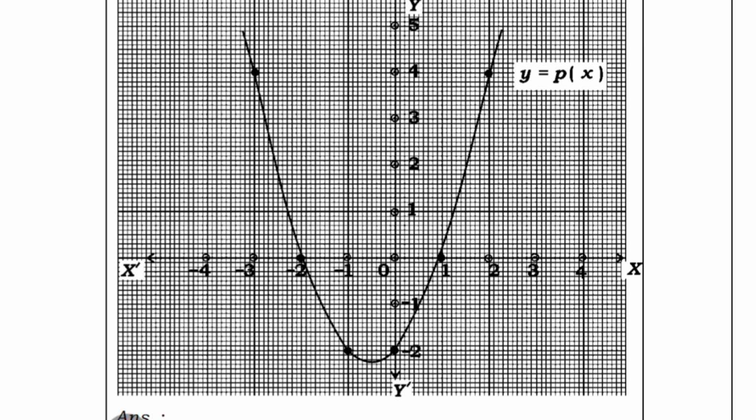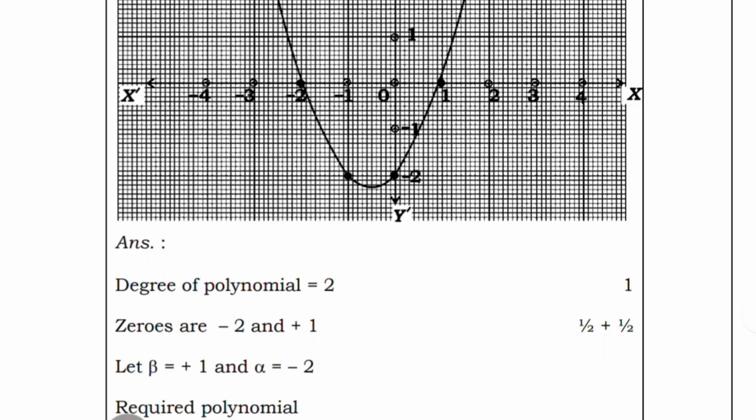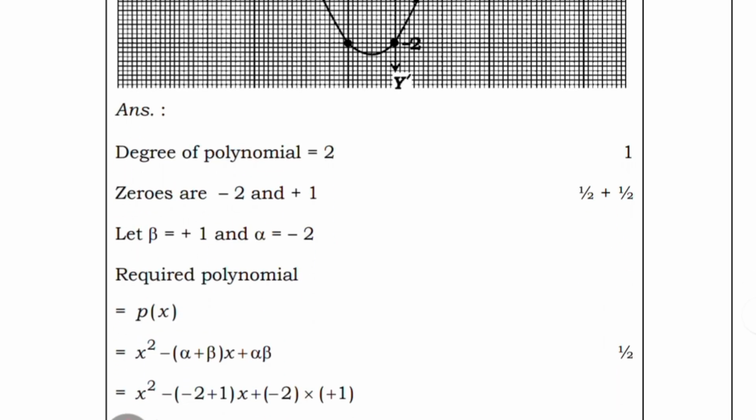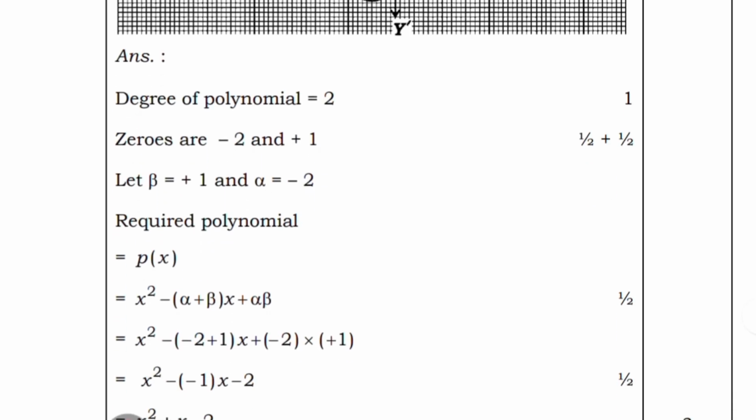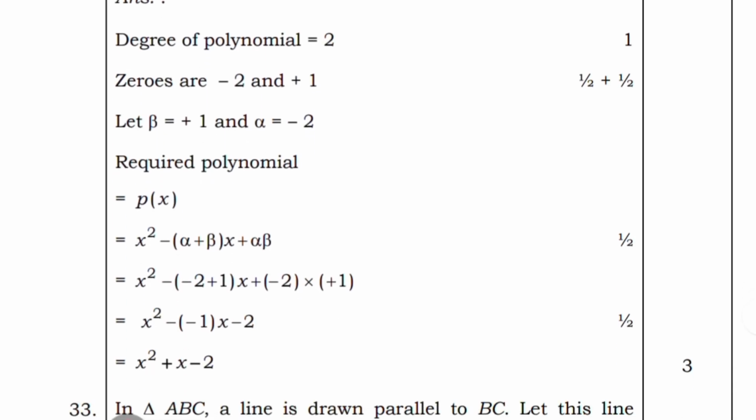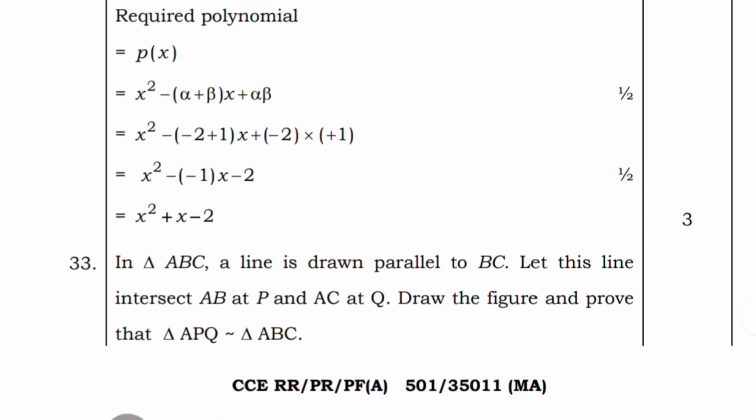Y is equal to p of x, that is at -2 and 1. It touches the x axis. Here you can see the degree of the polynomial is equal to 2. Zeros are -2 and +1, as you can see in the graph. Let beta equal +1 and alpha equal -2. So taking those values, you should solve, and the required polynomial is x square plus x minus 2.